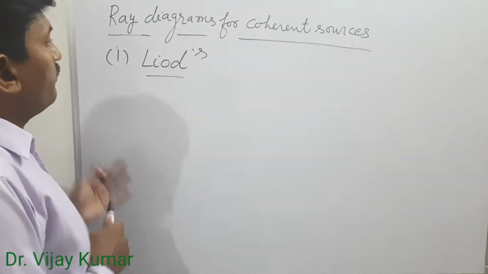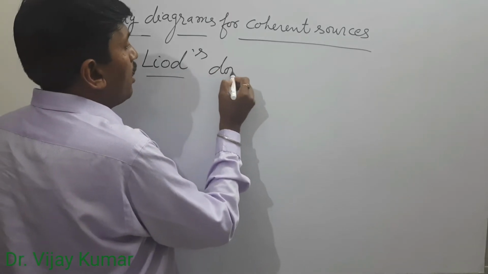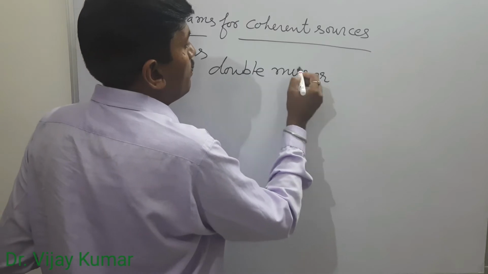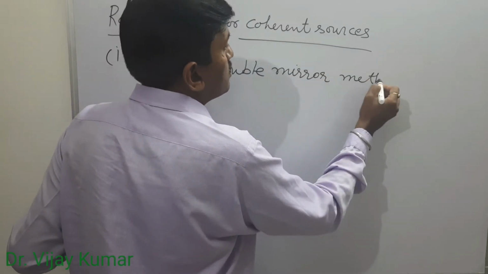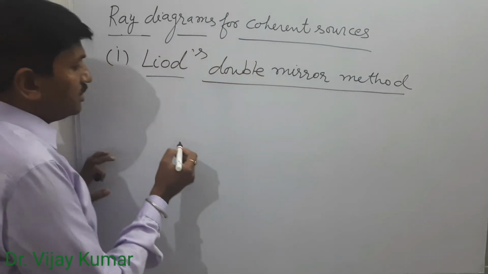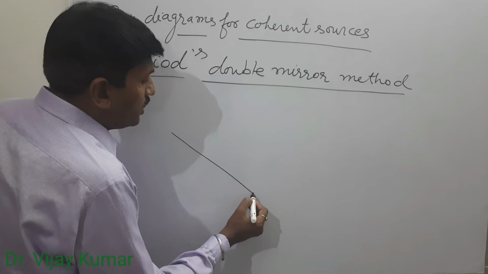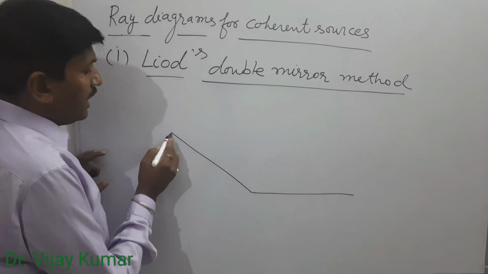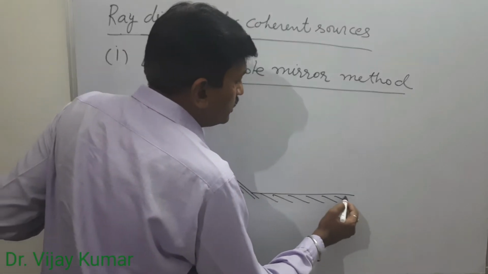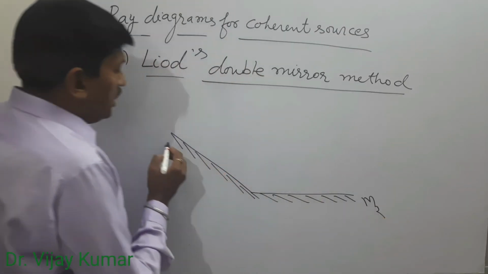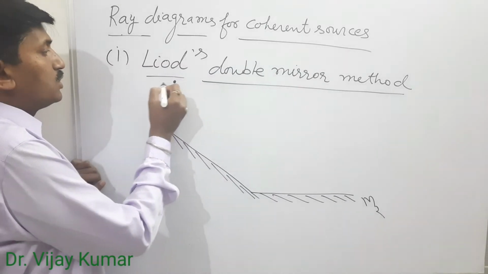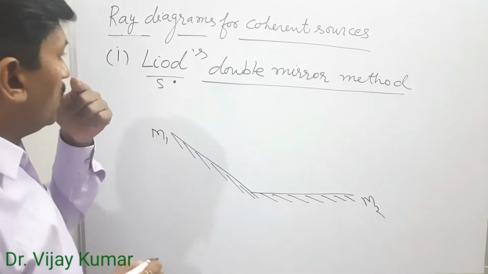Lloyd's double mirror method. In this method we use 2 mirrors which are inclined at an angle. This is mirror M2 and this is mirror M1. This is a source and it should be a monochromatic source.